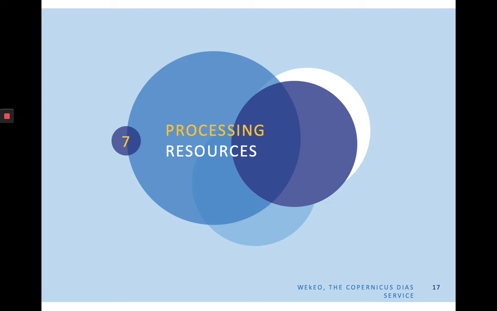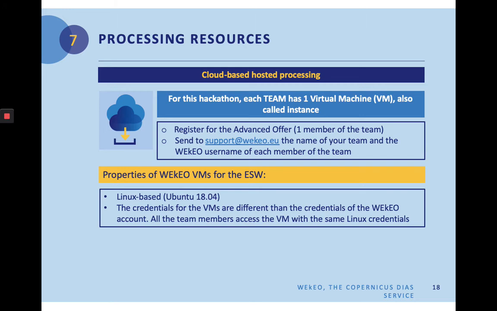Let's see now how to access processing resources. For the European Space Week Hackathon, each team will have one virtual machine, also called VM or instance. In order to grant you access to the cloud infrastructure, one member of the team should register for the advanced offer and then send to support@wekeo.eu the names of the team members. Wekeo virtual machines are based on Linux, and you will have a pre-configured virtual machine for your team. The credentials for the VMs are different from the credentials of the Wekeo accounts. All the members of the same team will access the VM with the same Linux credentials.